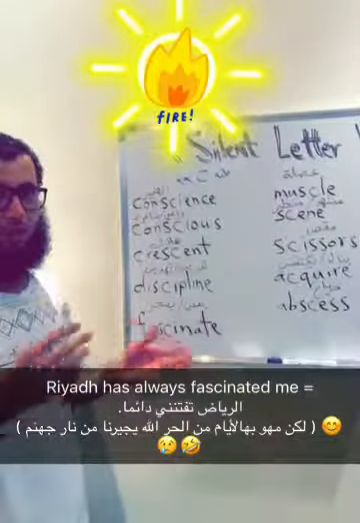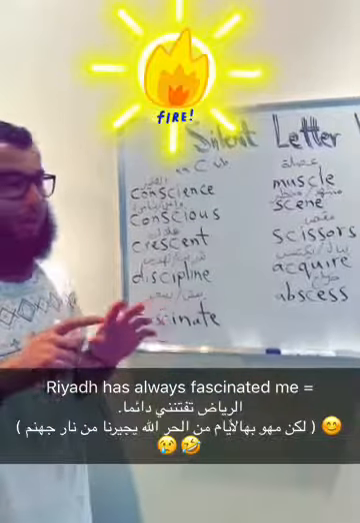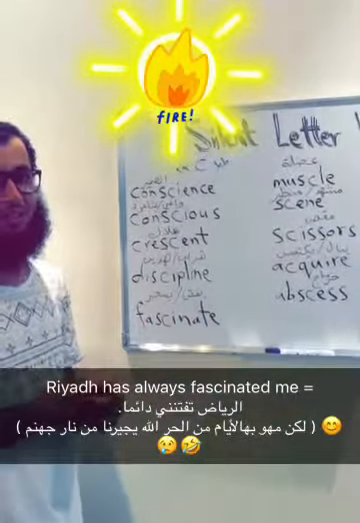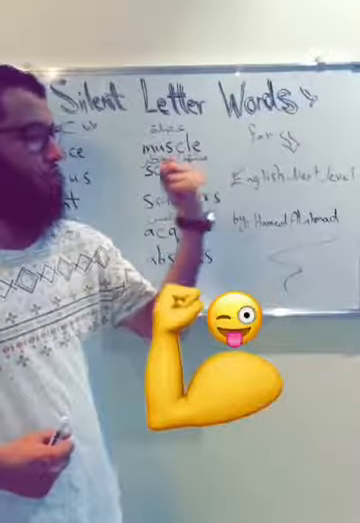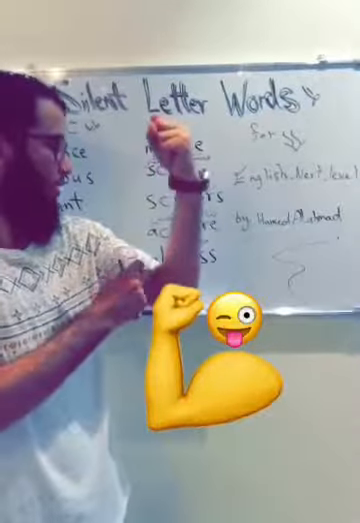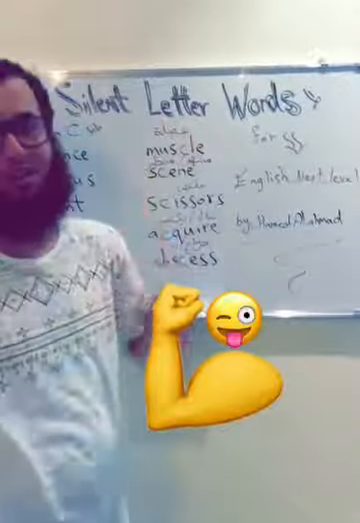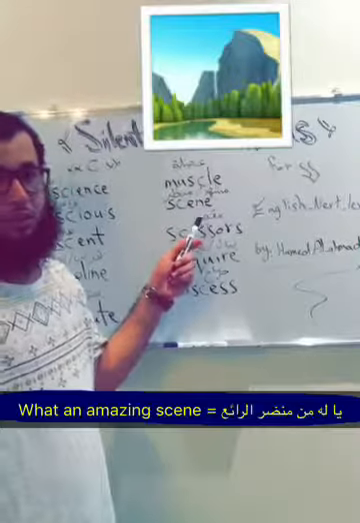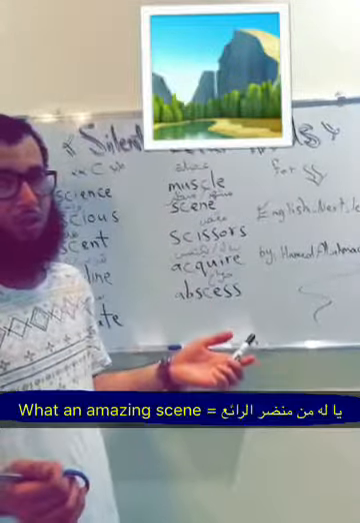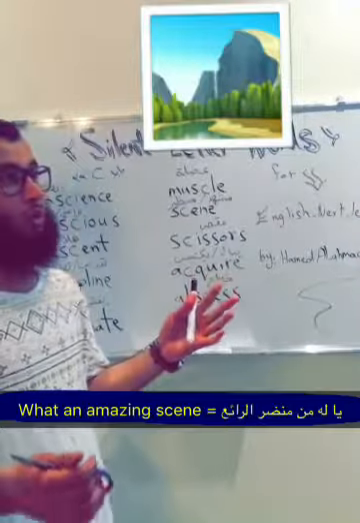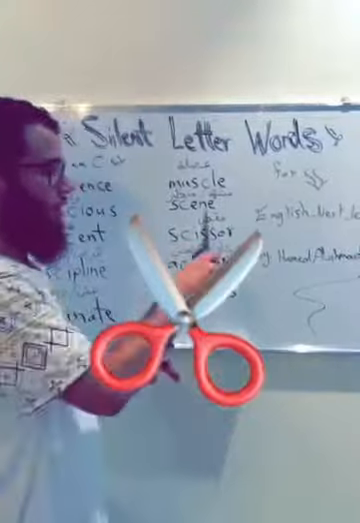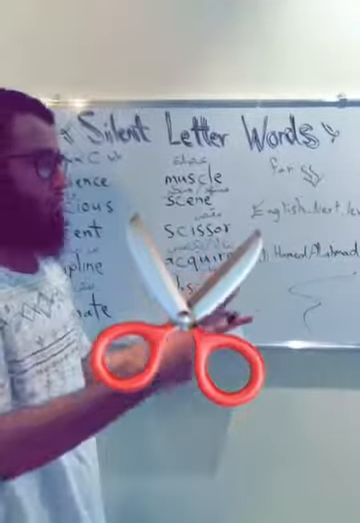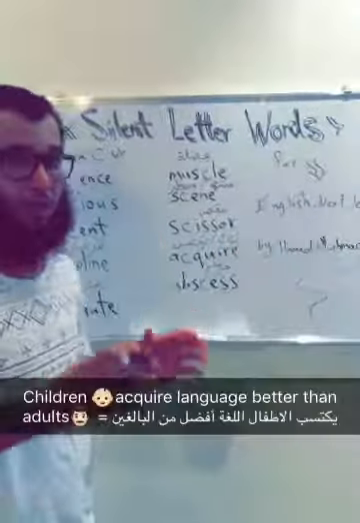Fascinate يعني يفتن أو يسحر. Riyadh has always fascinated me. Muscle يعني عضلة. I should show my muscles. لازم أوريكم عضلاتي. بس المشكلة التيشيرت ما خلت بي. Scene تعني مشهد من مسرحية أو منظر. تشوف منظر حلو تقول what an amazing scene. Scissor يعني مقص. تسأل صاحبك في الفصل do you have a scissor?